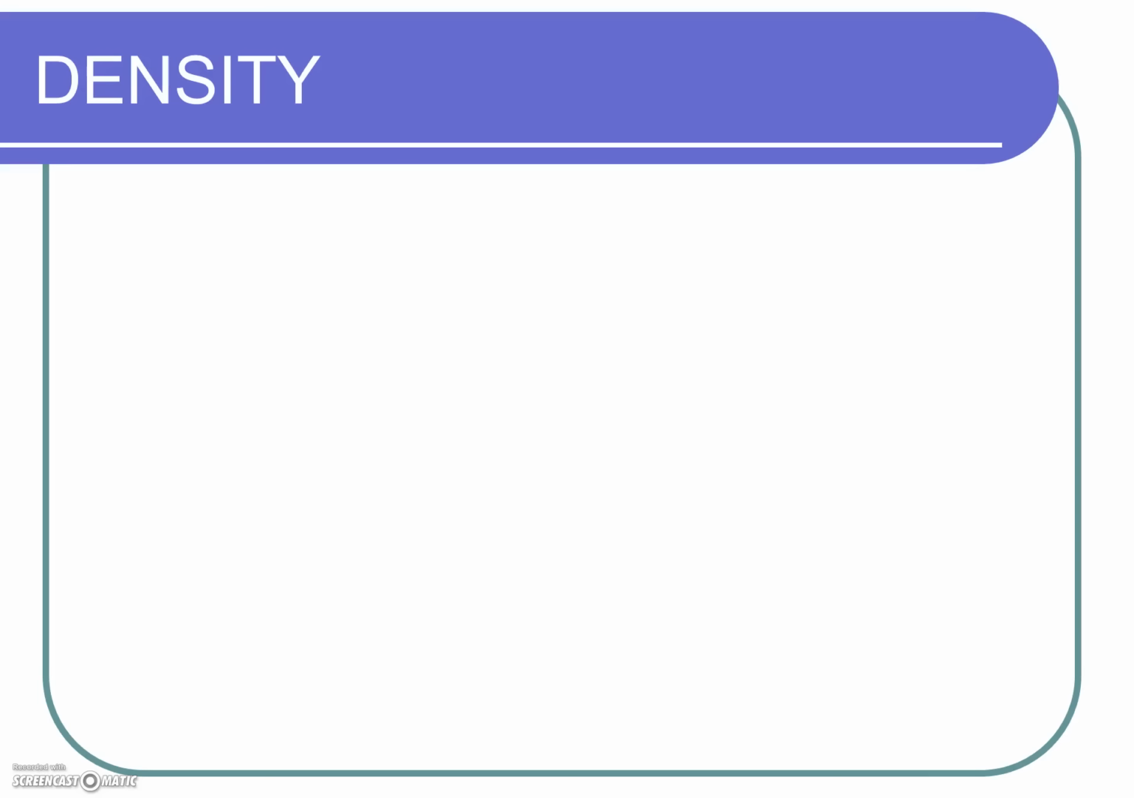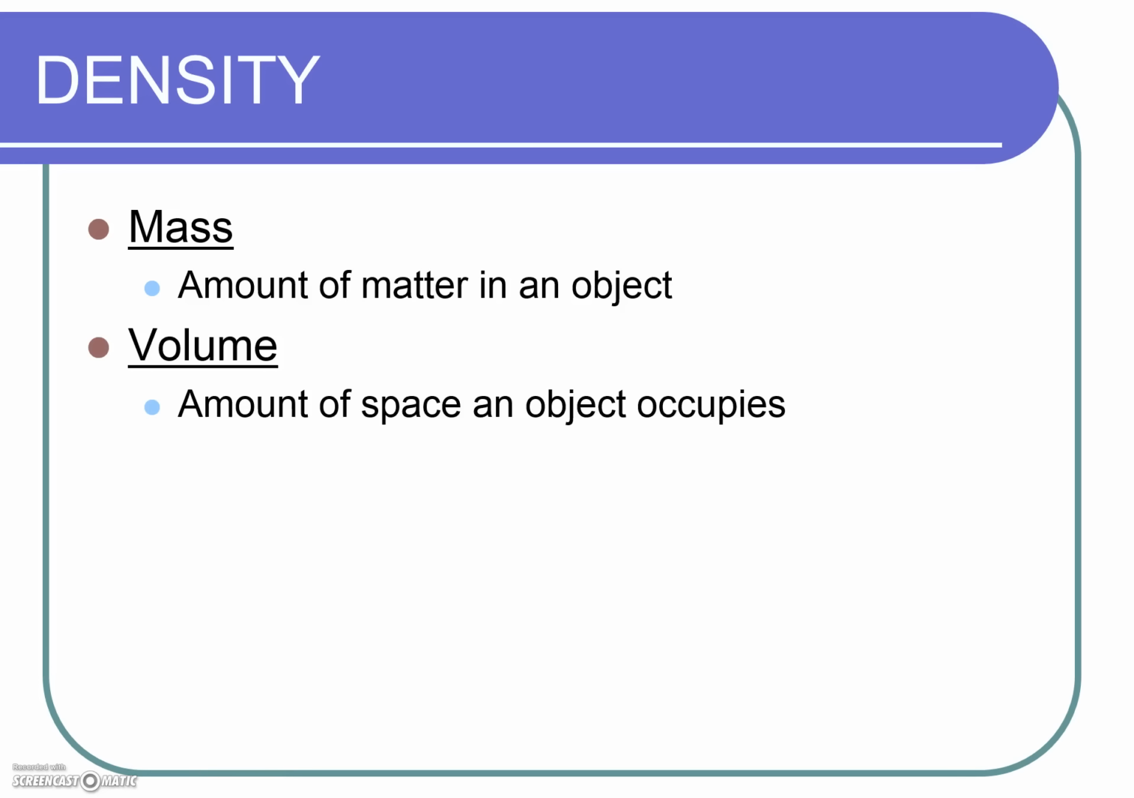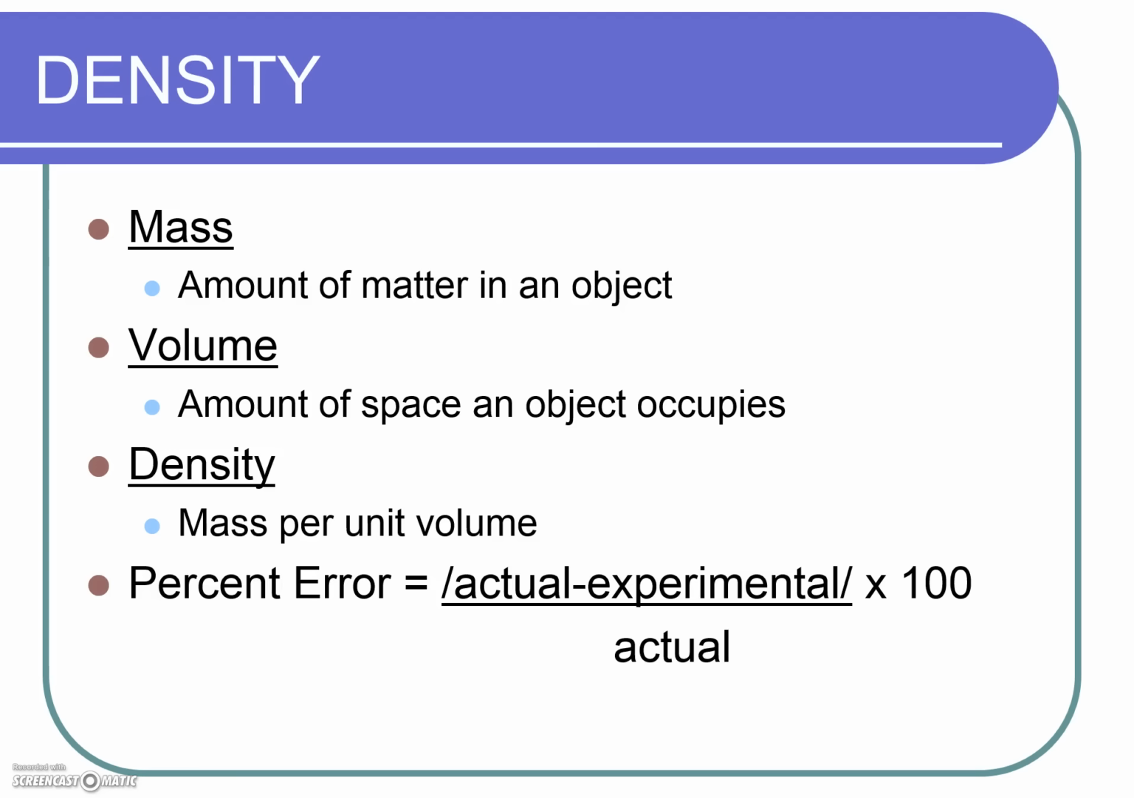For today's flip notes, we're going to review the idea of density. In terms of density, we have a couple of variables. One is mass, the amount of matter in an object, and one is volume, which is the amount of space an object occupies. When we put them together to solve for density, it's mass per unit volume, or mass divided by volume. One other fact that will help you in analyzing your lab is percent error.